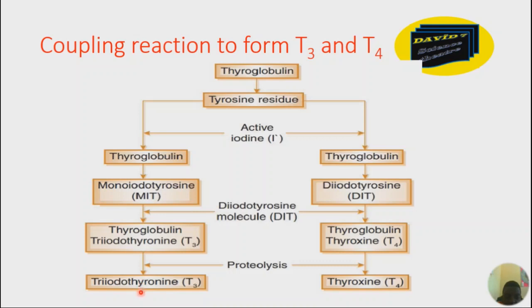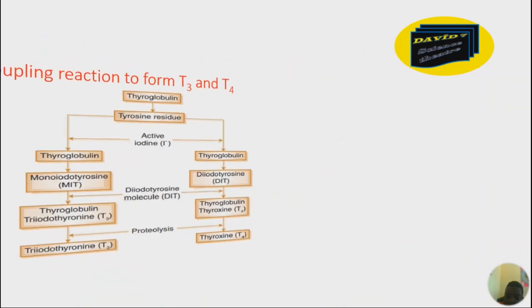So T4 now, this is thyroxine, and this is triiodothyronine. Okay, that is fine. That is the coupling reaction. There's no combination of MIT and MIT. So it is MIT and DIT, or DIT plus DIT. 2, 2, 4. 1, 2, 3.